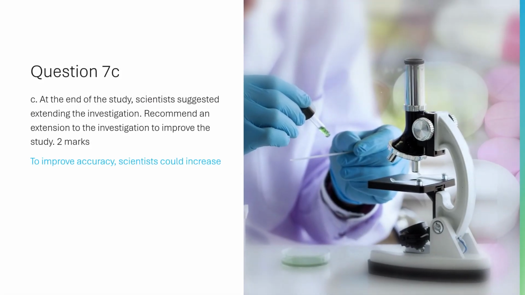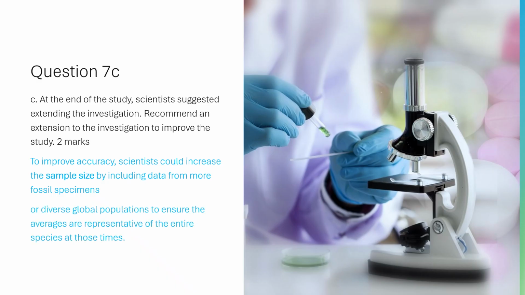To improve accuracy, scientists could increase the sample size by including data from more fossil specimens or diverse global populations to ensure the averages are representative of the entire species at those times.